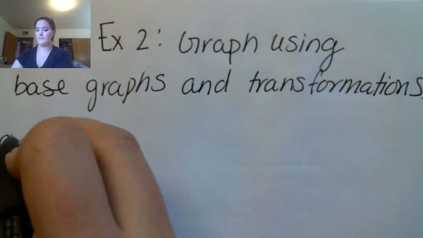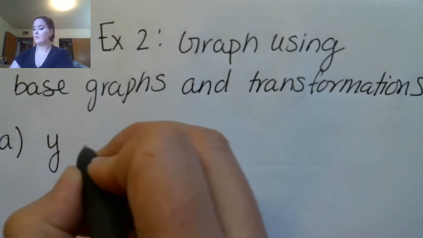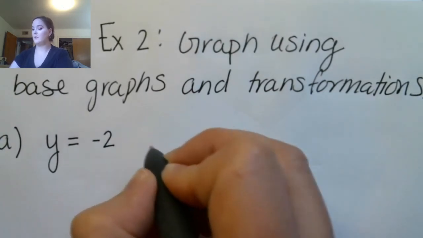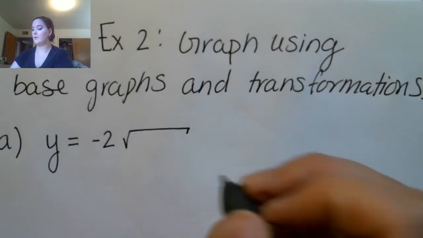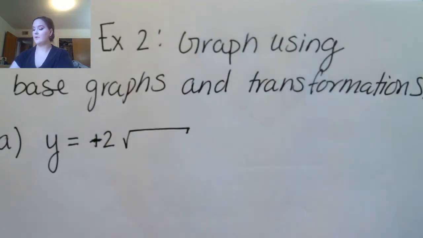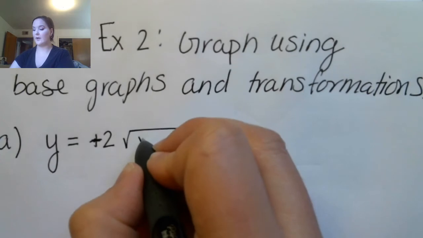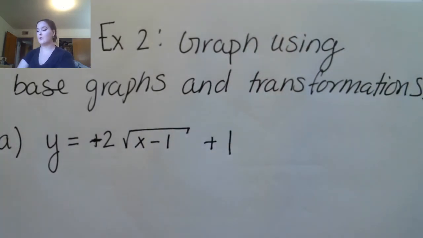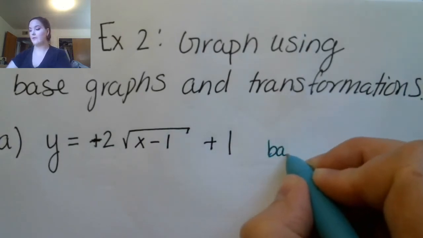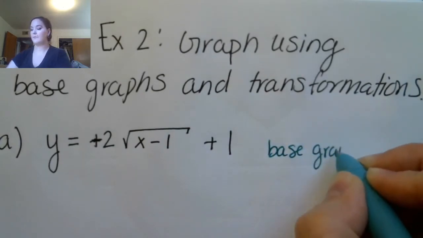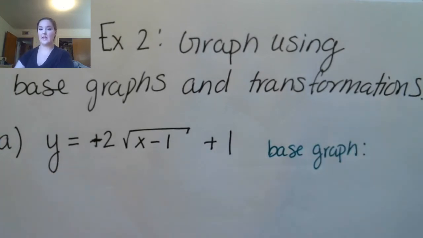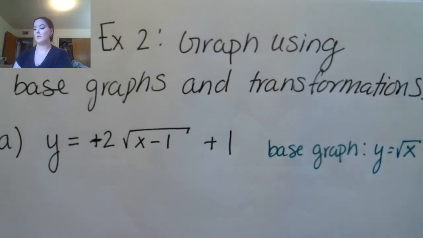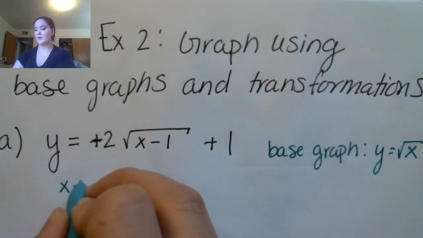So we're going to do y equals, I guess we'll do plus 2, sorry, we'll do plus 2 times the square root of x minus 1, plus 1. The first thing we want to do is determine our base graph. For us, that's the square root function. And then we're going to list our x and y transformations.